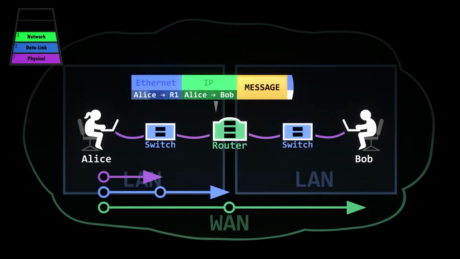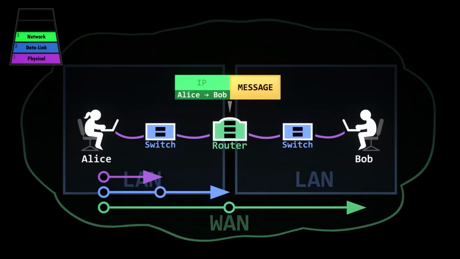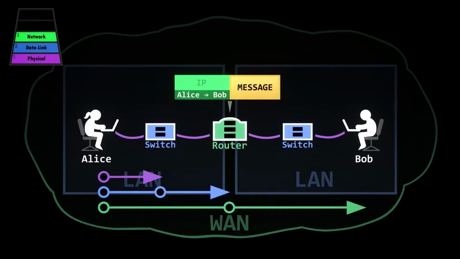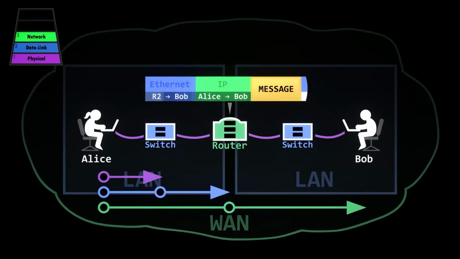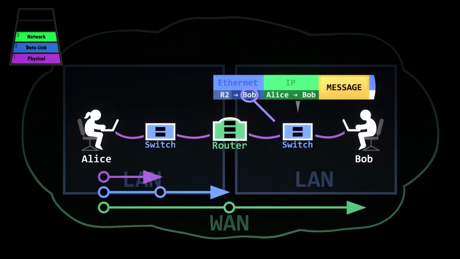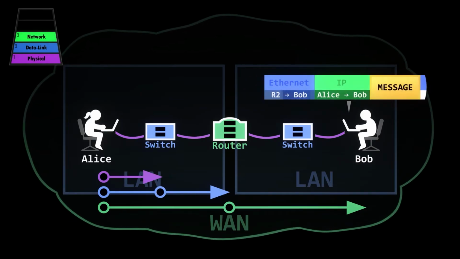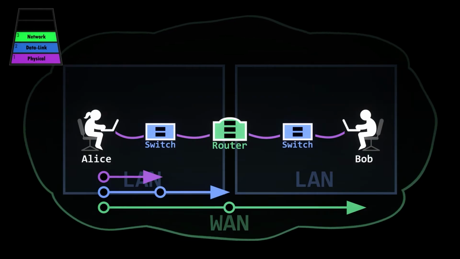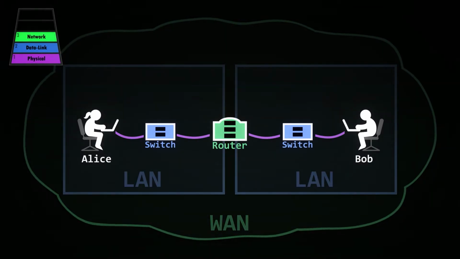The router peels off the frame's header and trailer to reveal the packet inside, and now the process repeats. Using its destination IP, the router determines where the packet should be sent next, and places it inside a new frame fit for the next LAN. At last, the packet reaches Bob, who can now open the frame, then the packet, and read the message inside. All of this can happen millions of times a second.